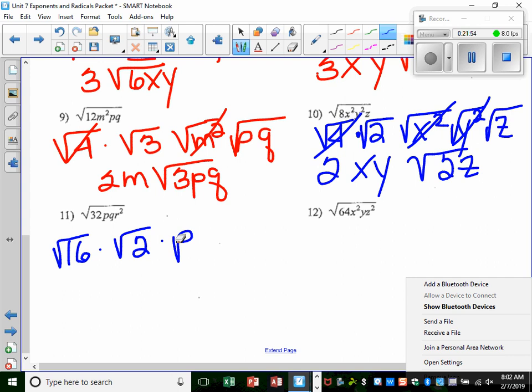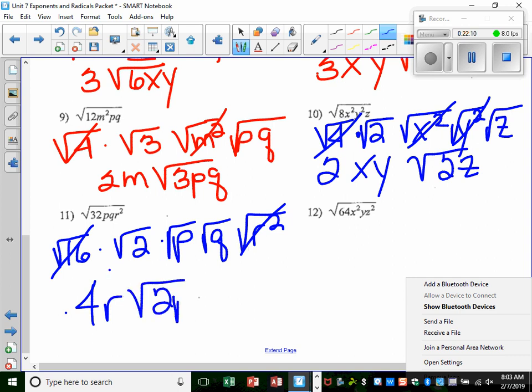All right, and then P can stay, Q can stay, and then R squared. All right, so let's do this. What's the square root of 16? 4. And what's the square root of R squared? R, and then we're left with 2PQ. All right.